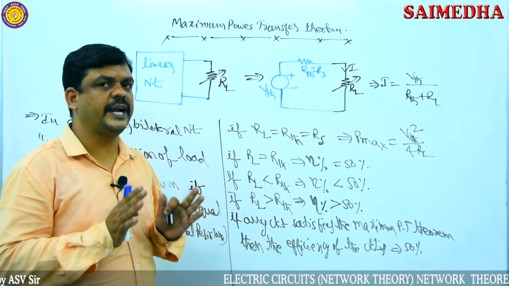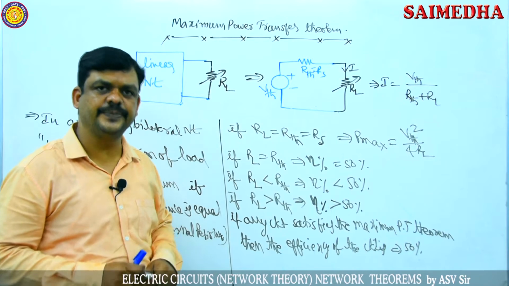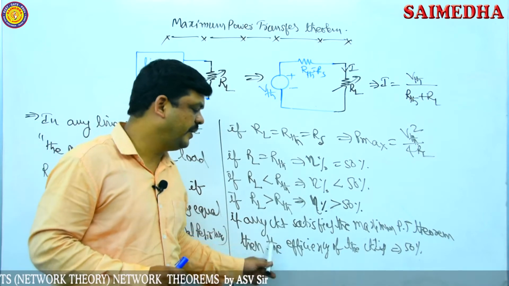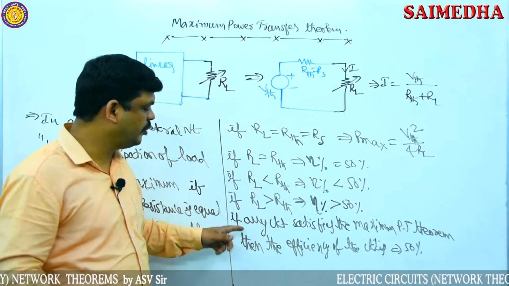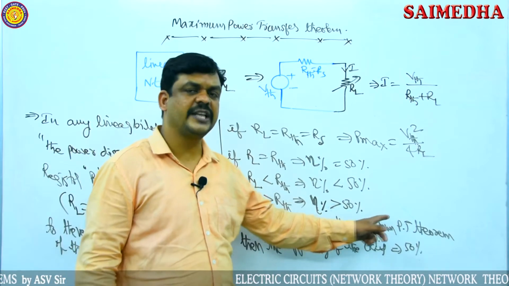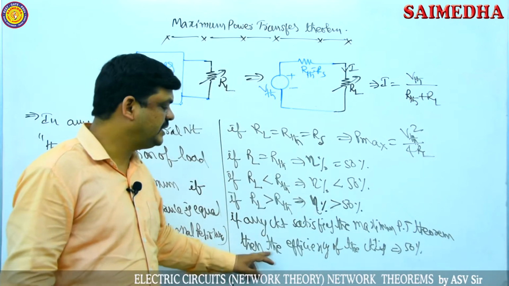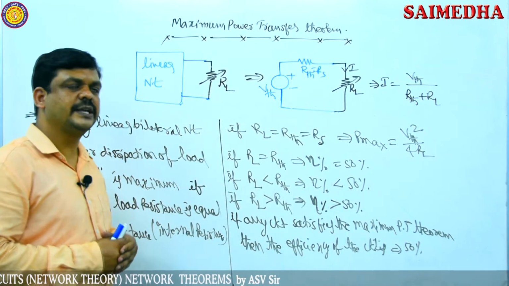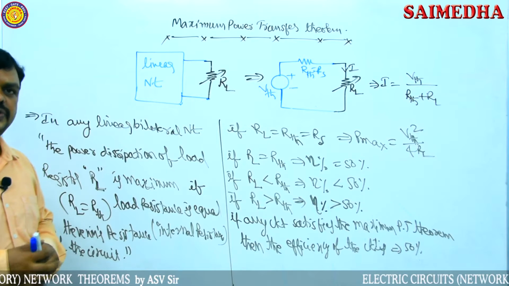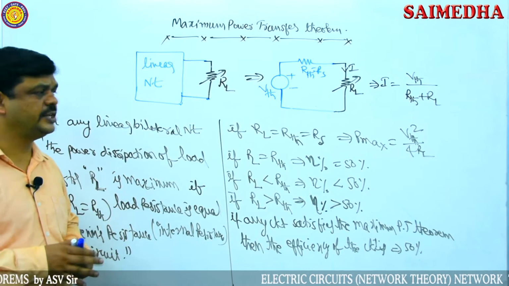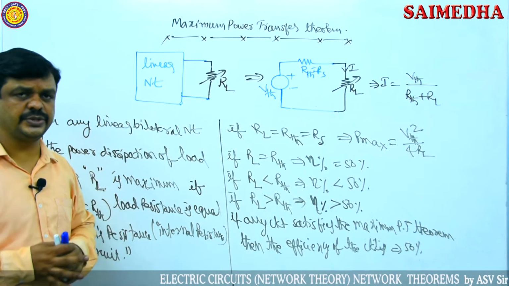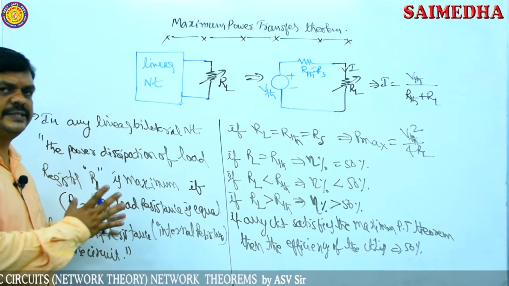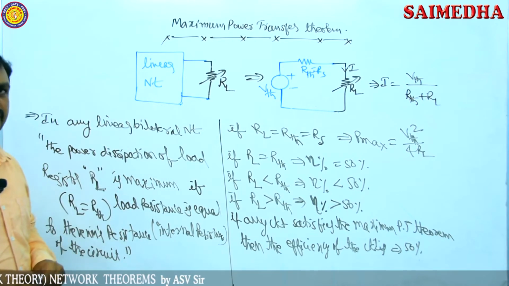If any circuit satisfies the maximum power transfer theorem, then the circuit efficiency is 50%. Here I wrote one more point. If any circuit satisfies the maximum power transfer theorem, the efficiency of the circuit is 50%. So these are important points from the maximum power transfer theorem. Here I explained conditions for DC circuits. Similarly, we have to discuss AC circuits. First we will go through some problems on DC circuits, later I will explain AC circuit conditions.